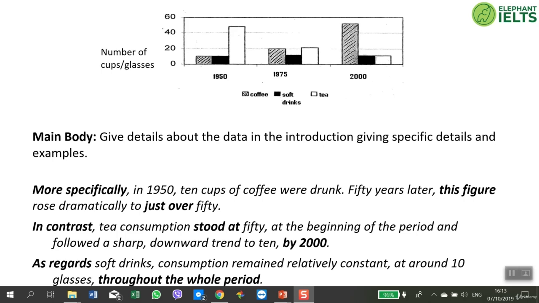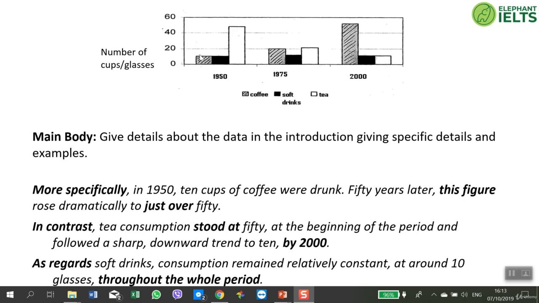Now, I'm going to start with giving details about coffee consumption because that is what I mentioned first in the elephant sentence, and that is what had the biggest change. Look at this. More specifically, in 1950, 10 cups of coffee were drunk. So I'm here in 1950, 10 cups of coffee were drunk. And then look what happens. 50 years later, this figure rose dramatically to just over 50.